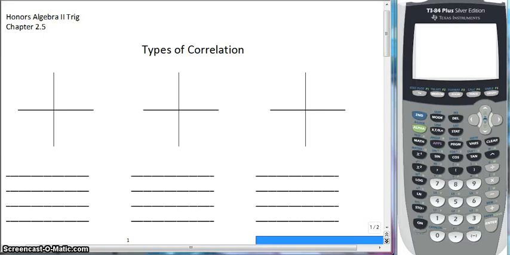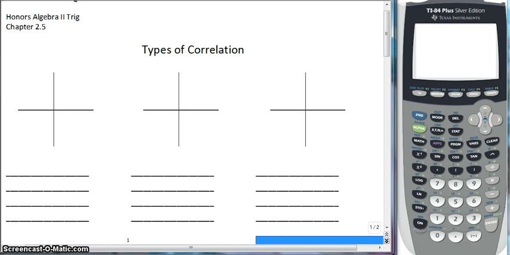We're going to do another lesson on types of correlations, and we are also going to learn how to fit a line to some data. We're going to do it by hand, and we're also going to show you a real fancy way to do it with your graphing calculators. So if you don't have your graphing calculators with you at this time, press pause, go grab it, and come back and let's do this. Okay, so here we go.